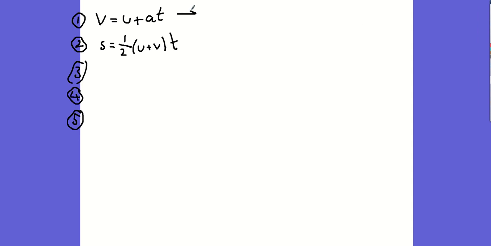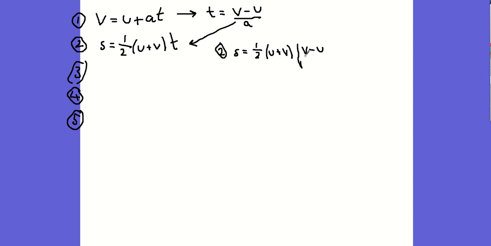So what I'm going to do, I'm going to start off with equation 1, and I'm going to rearrange it and solve for the value of t. So with a bit of rearranging, if I subtract u, I get v minus u. And that's at, so I'm going to divide by a, and that's t is the subject. And then that expression there, that's going to go in there where that t goes. So this is equation 2, written again, s equals, and then a half, u plus v, and then when I times by t, I'm going to have it as v minus u over a.